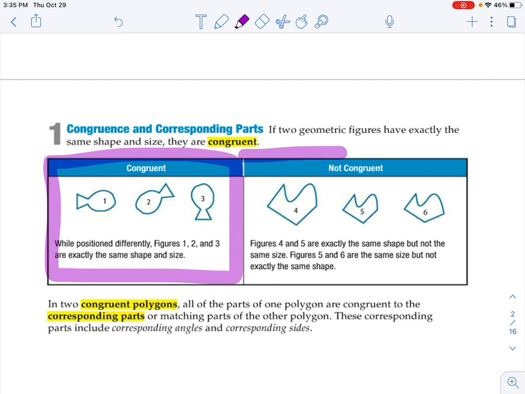In the second part, 4, 5, and 6 are not congruent. 4 and 5 are the same shape, but different sizes. 5 and 6 are the same size, but different shapes. So because they're not both the same shape and size, they are not congruent.